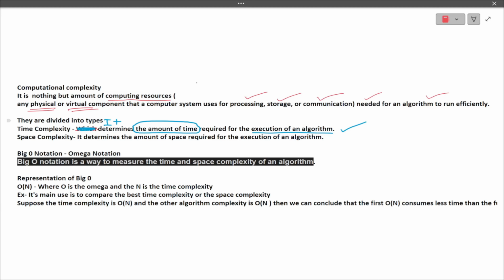Now talking about space complexity. Here I will be talking about space. It tells me the amount of space, the amount of bytes, that will be consumed for the execution of the algorithm. These are the two universal types of complexity. Later on we will be solving many questions based on this, so no need to worry about it.